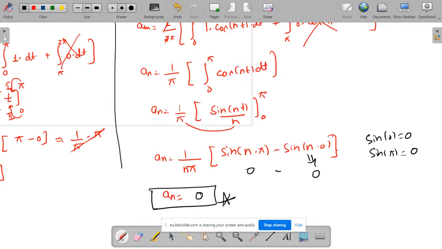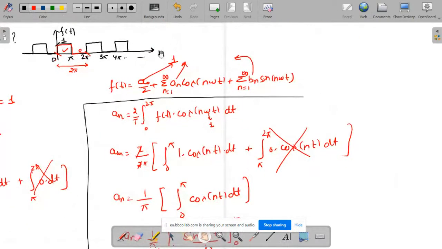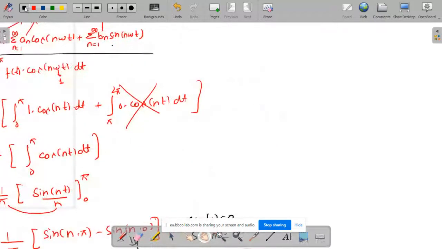Important point. Okay, so here in the main equation, a naught is what? 0. Now we have to find out bn. Now, what is the formula for bn?